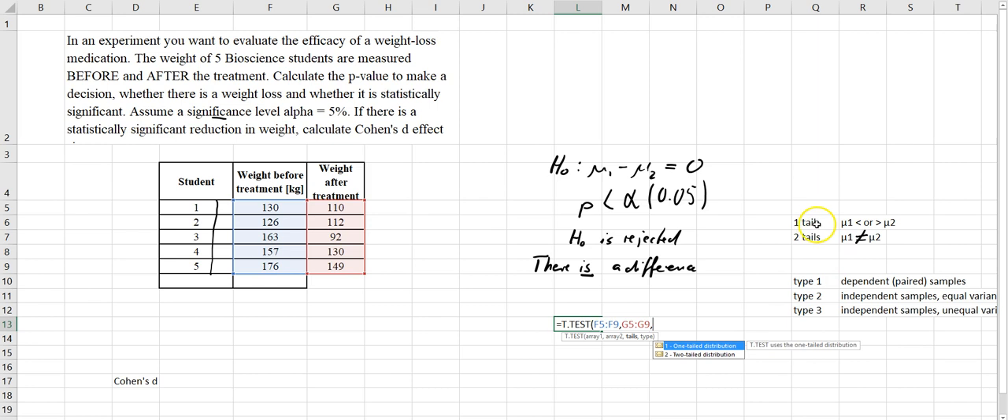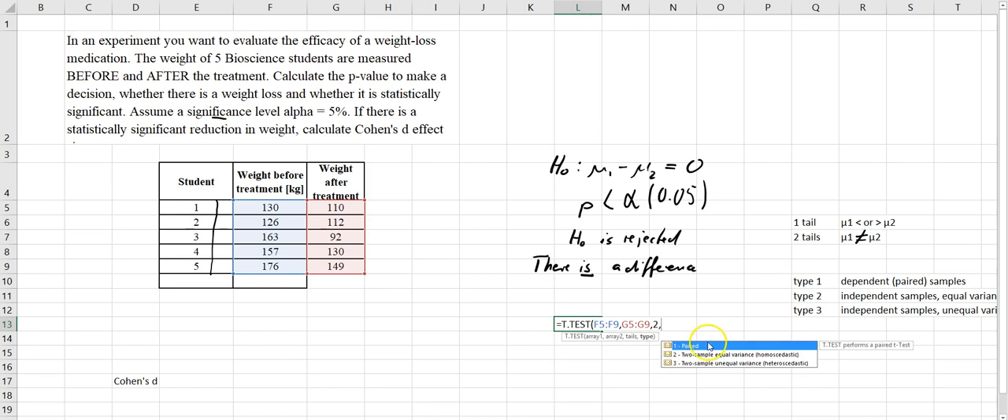So remember, one-tailed means that we are pretty sure that one of the means is smaller or larger than the other one. Two-tailed means we are not sure whether there is really a difference. We just simply say they are different, but we don't commit ourselves to saying which one is larger and which one is smaller. So unless you have really good evidence that you should use a one-tailed test, I would always go for a two-tailed test. So in this case, we just simply enter 2 here.